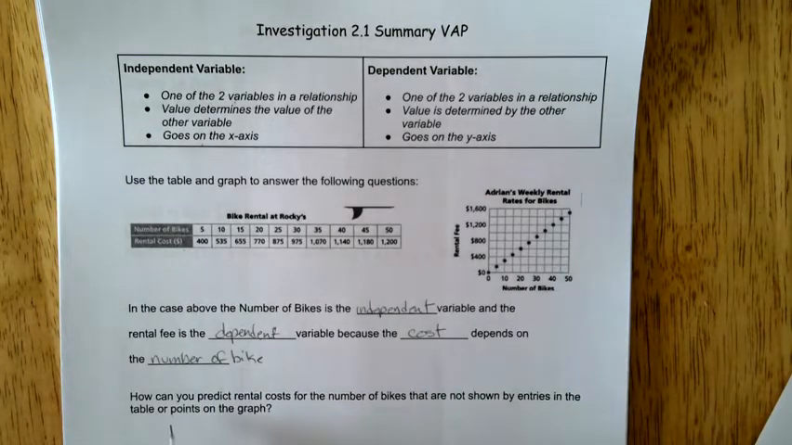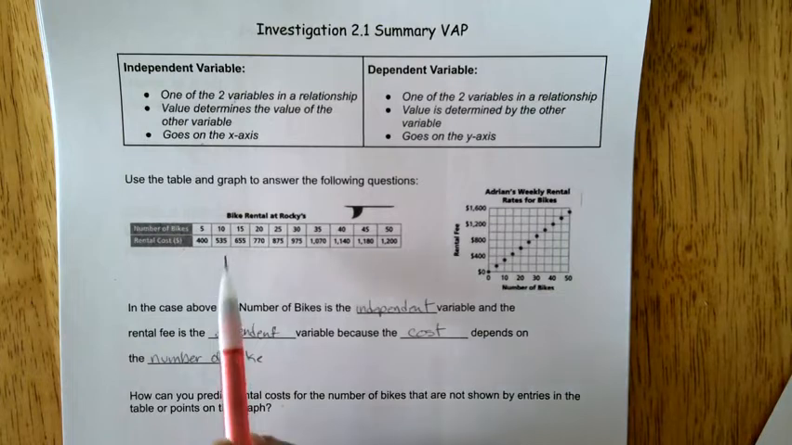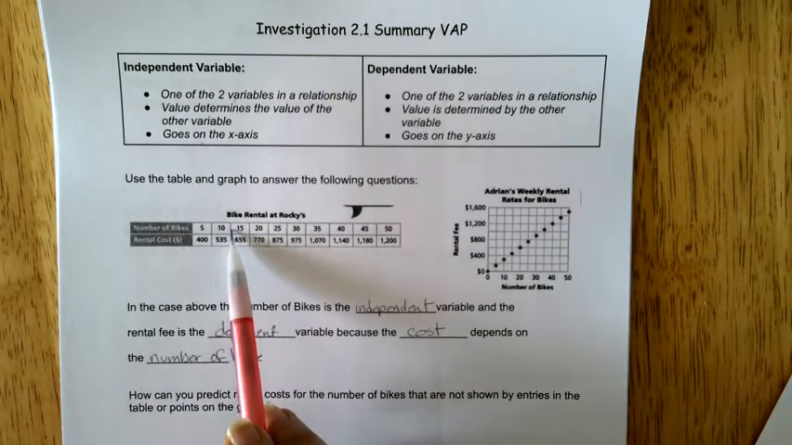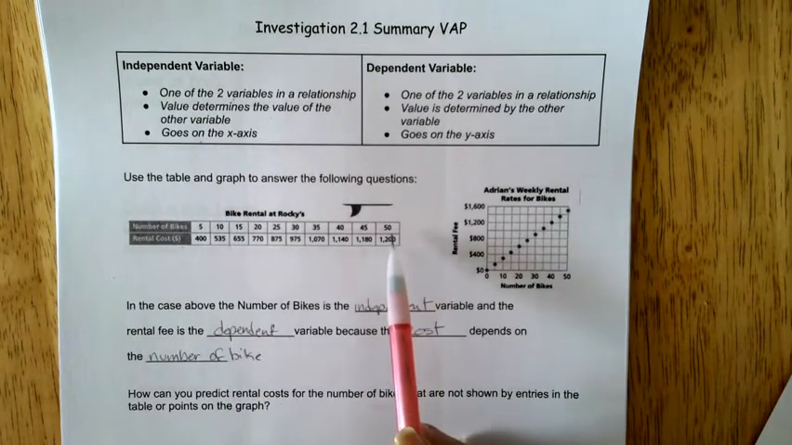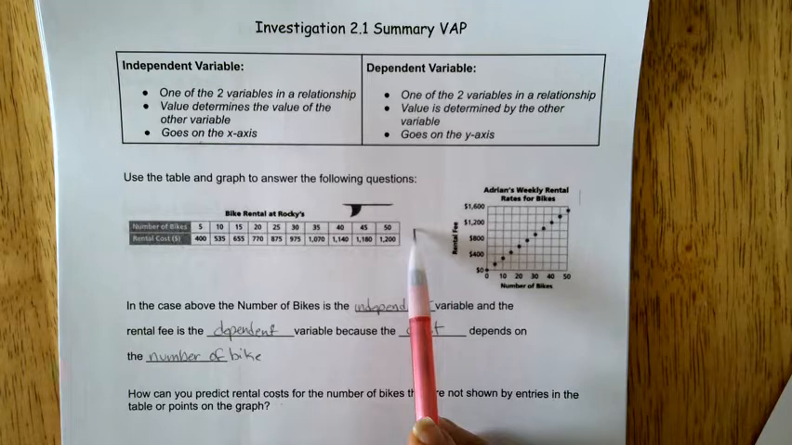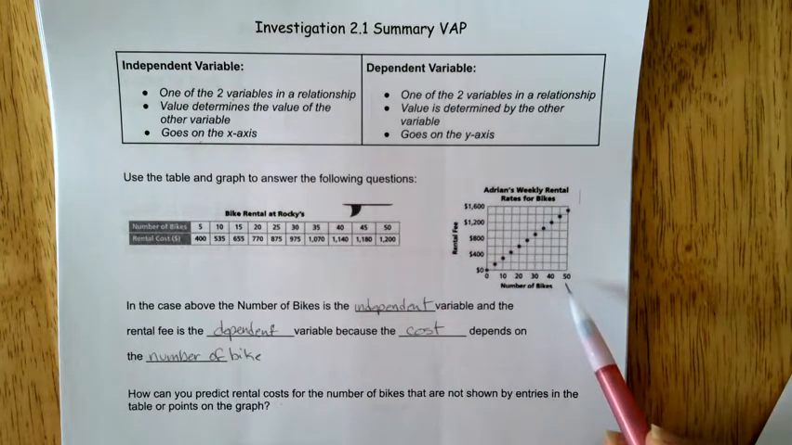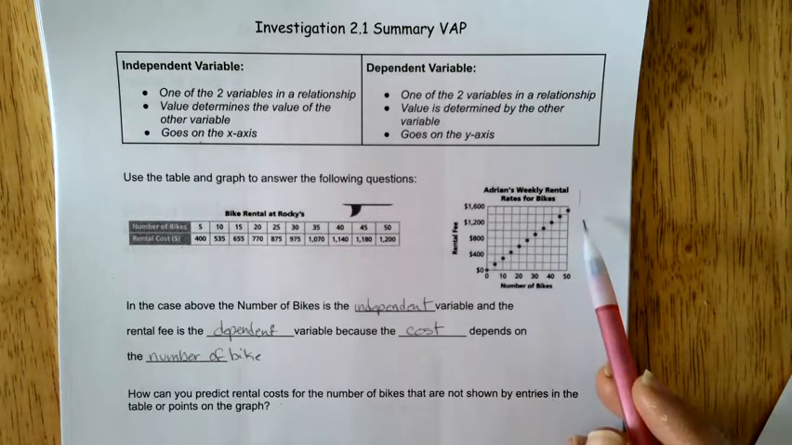Okay. How can you predict the rental costs for the number of bikes that are not shown by the entries in the table or the graph? So in other words, if we look here, maybe we want 12 bicycles. Well, how could we take a look and understand what 12 bicycles would be? Or what if we wanted 60 bicycles? Same thing here. What if I didn't want 10, 20, 30, 40, or 50? What if I wanted, again, 15, which is in between, or I wanted 60?